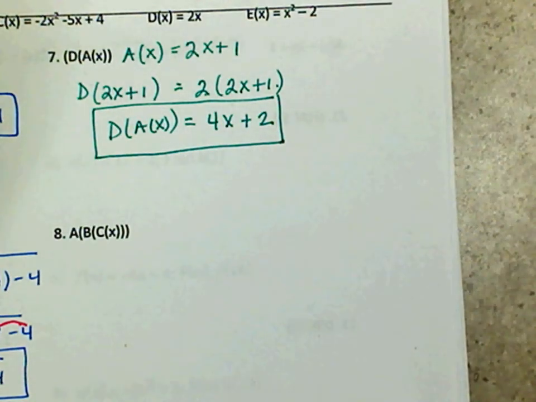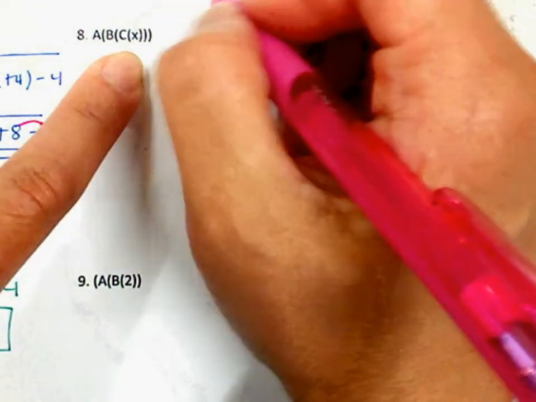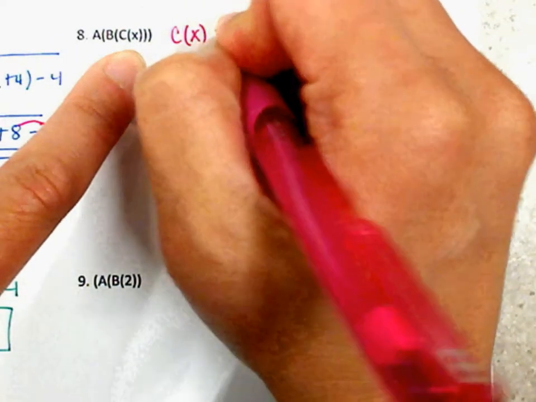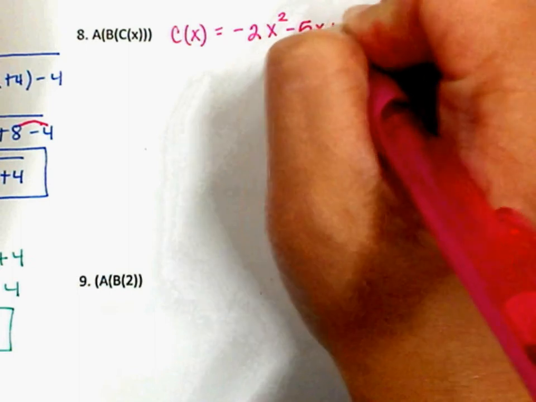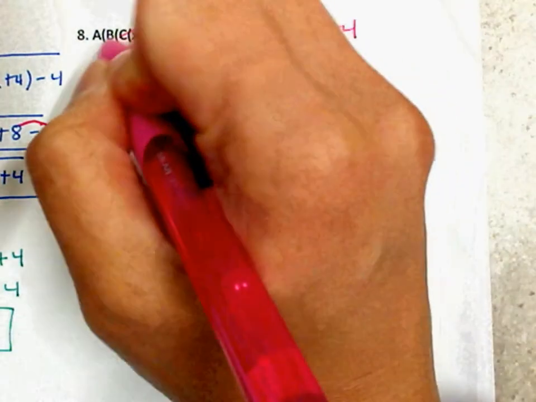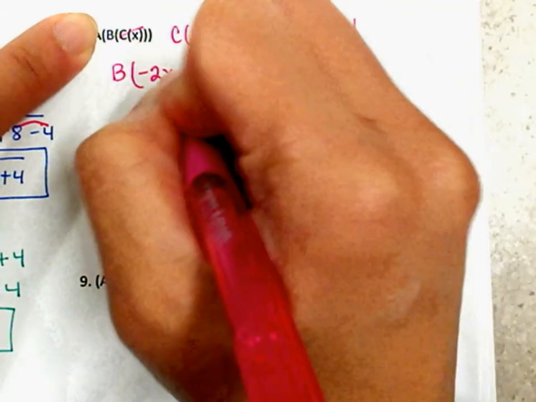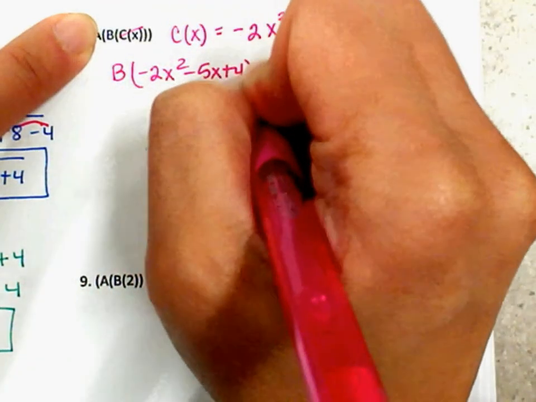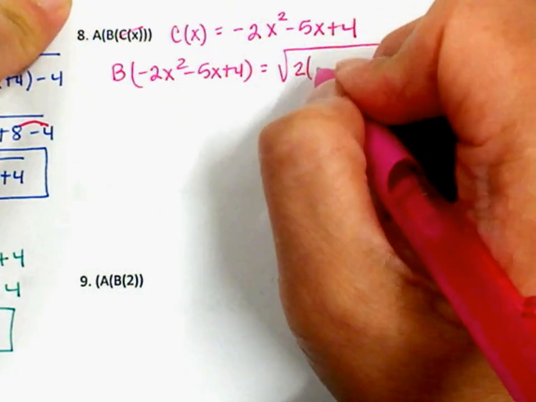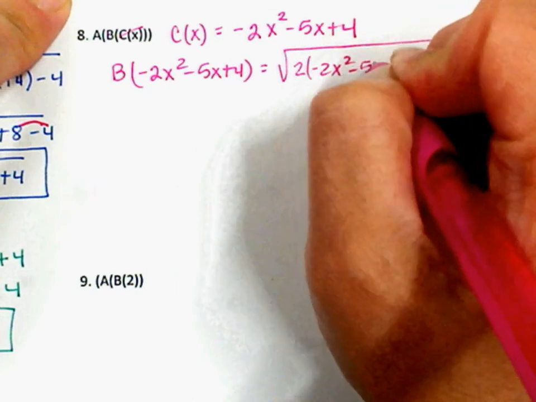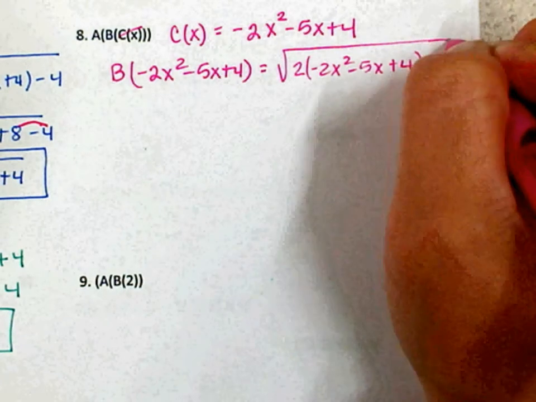All right. Number 8. There's 3 of them. No big deal. Okay? So C of X is negative 2x squared minus 5x plus 4. Your next one is your B. And you now have a new x. So there's your B. Square root 2 times negative 2x squared minus 5x plus 4 minus 4. All under your square root.